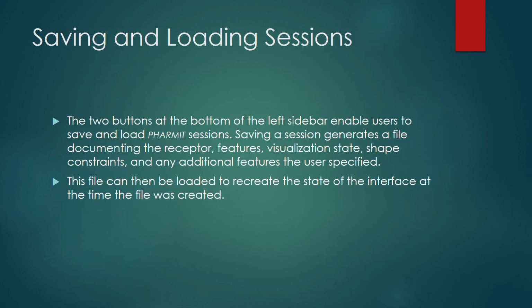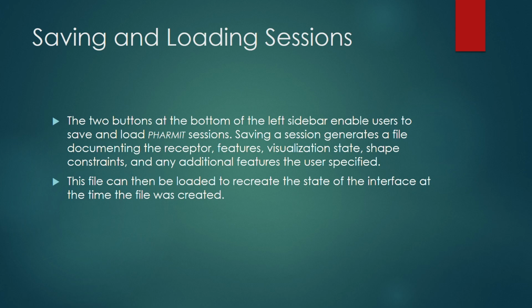The next is about saving and loading sessions. The two buttons at the bottom of the left sidebar menu enable users to save and load Pharmit sessions. Saving a session generates a file documenting the receptor, features, visualization state, shape constraint, and any other additional features the user specified. The session is saved with the representing receptor, their features, their visualization state, and their constraints.